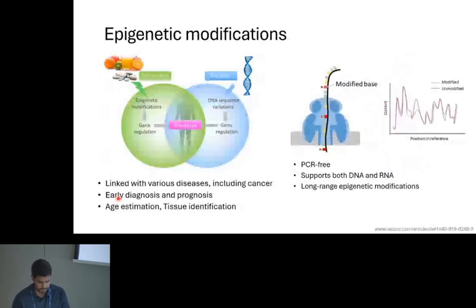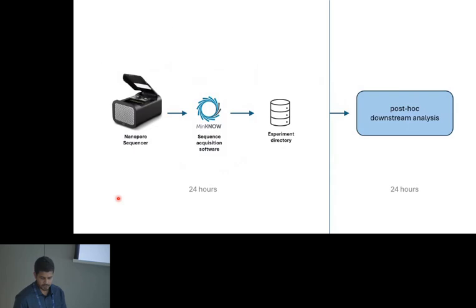So as we know, epigenetic modifications do not alter the DNA sequence, but they modify it in various other ways. So here we focus on base modifications, which are very important as they are related to various diseases, including cancer, and also are useful in other areas such as tissue identification and age estimation. Nanopore sequencing can now identify these epigenetic modifications, analyzing the same ionic current signal we have.